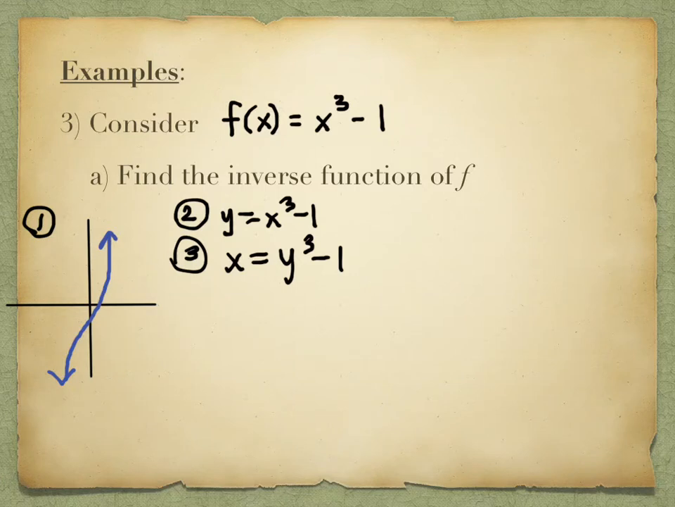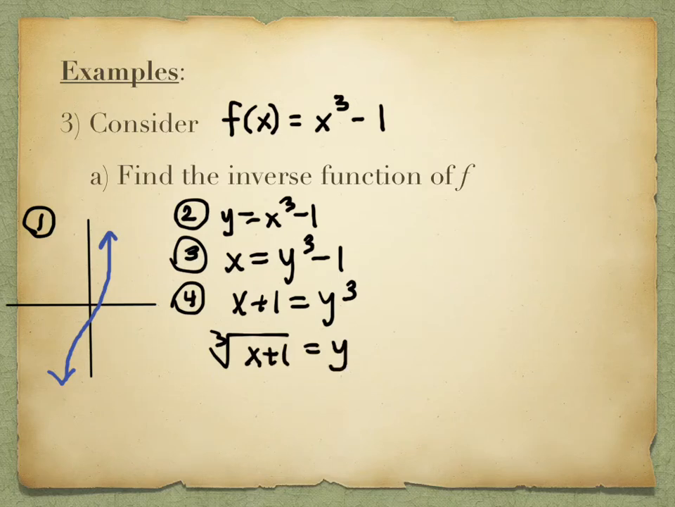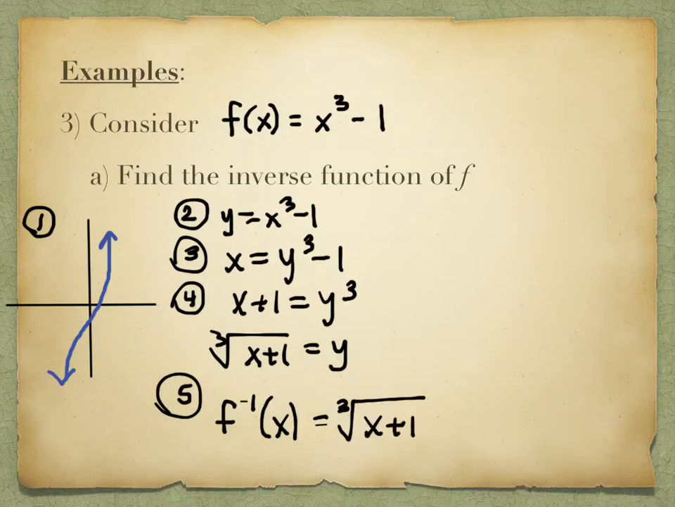But what am I supposed to do next? Solve for y, which involves algebra, right? So what's my first step to solve for y? Add 1. Yep, to isolate it. And then what? Cube root. So this is the cube root now of x plus 1 equals y. So I have now solved for y just fine. What does step 5 say I'm supposed to do? Right, and I'm going to move it to the left-hand side. So this is f inverse of x equals the cube root of x plus 1. Okay, I haven't gotten to that point yet.